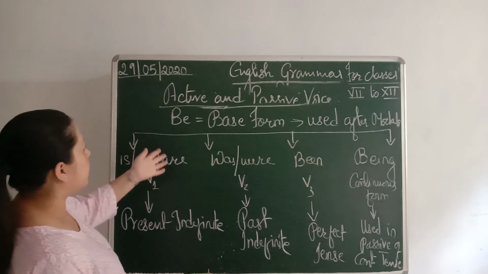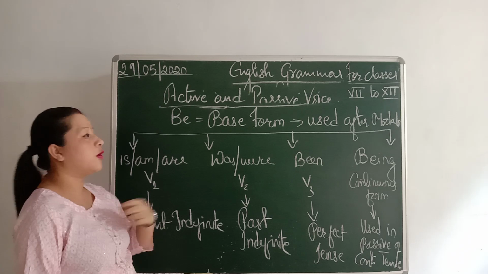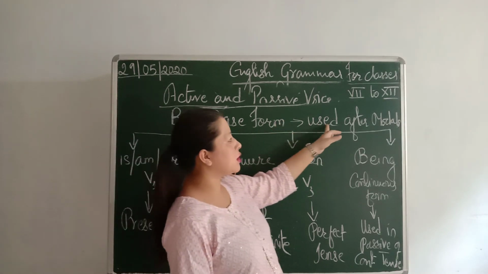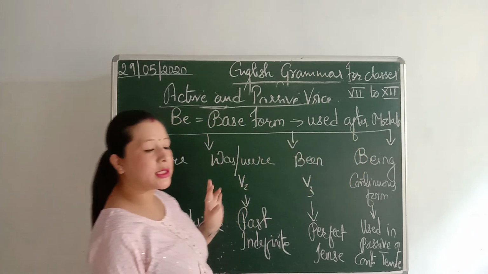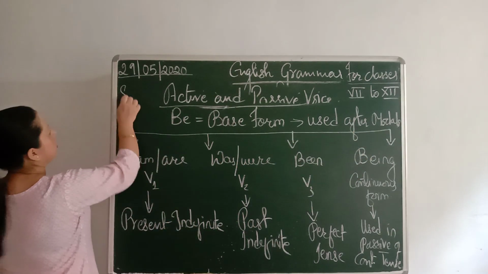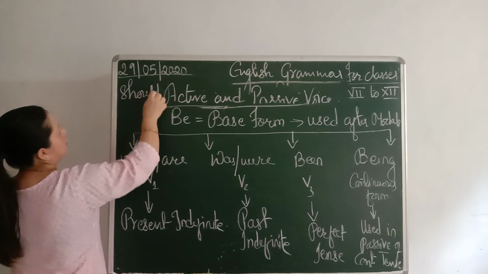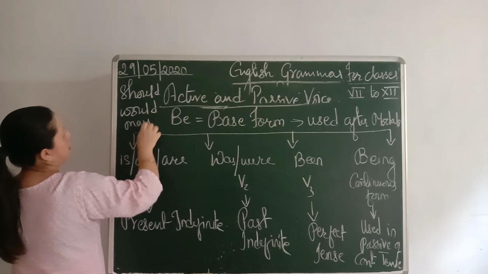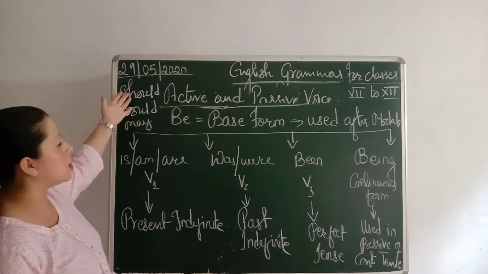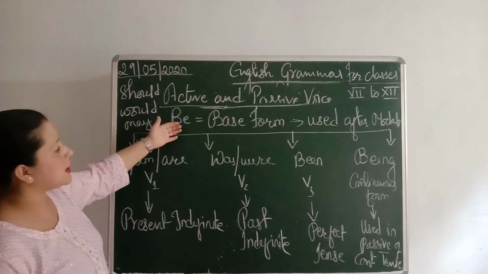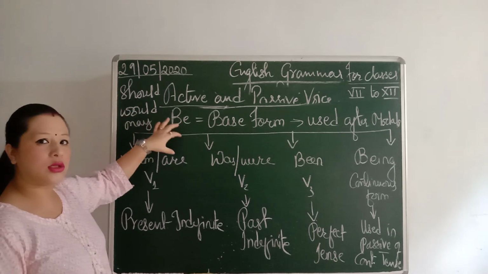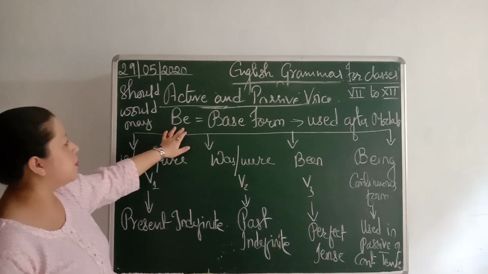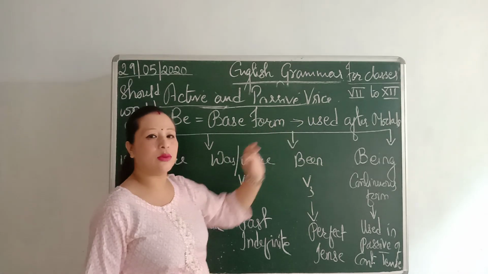So here in the next rule, the next formula, you find "be", that is the base form. This is used just after modals. Modals means words like should, would, may, might, and so on. Okay, these are all modal words. So you use this "be" just after a modal word: should be, would be, may be. So this "be" is a base form and it is used after the modal words.